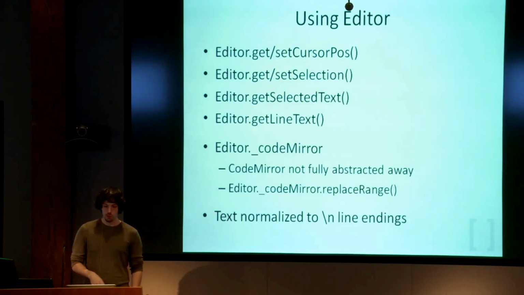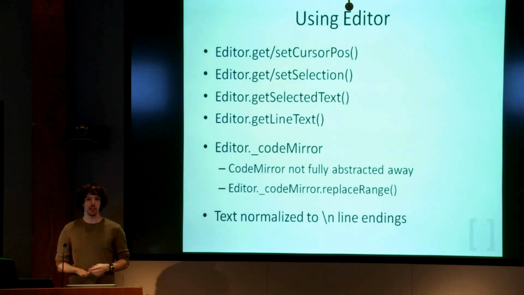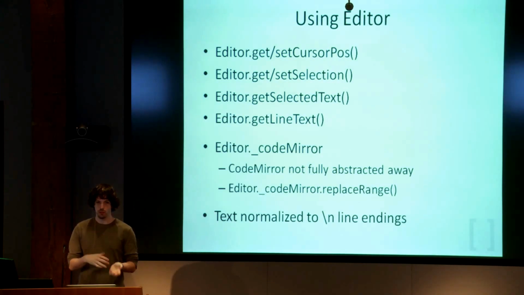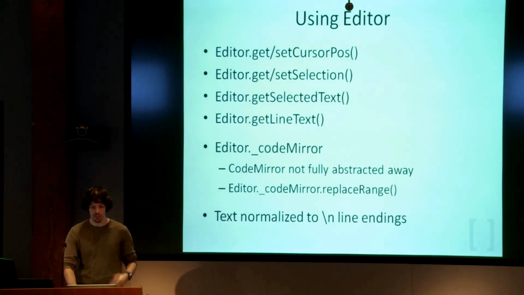One other note about working with editor and CodeMirror APIs is that CodeMirror normalizes all the text to \n, basically Mac Unix style line endings. So even if you're running on Windows, you're not going to encounter CRLF kind of line endings. You can feed those in if you want, but it'll normalize them. Anytime you read text back out, it'll always have simple \n line endings. So that's actually kind of a nice feature to not have to worry about that.